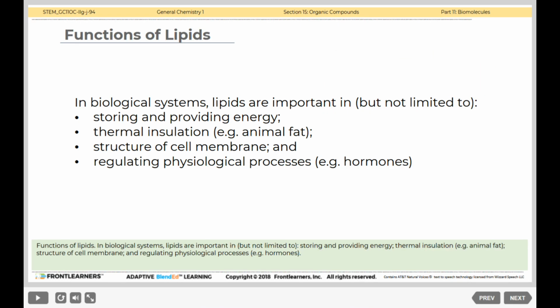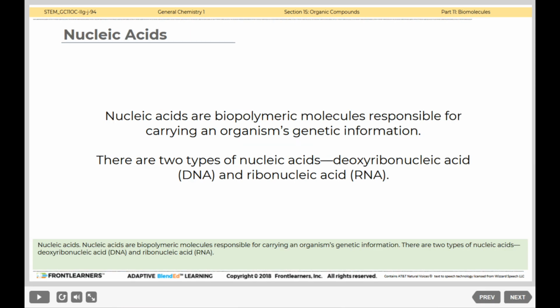Functions of lipids. In biological systems, lipids are important in, but not limited to, storing and providing energy, thermal insulation, example animal fat, structure of cell membrane, and regulating physiological processes, example hormones.